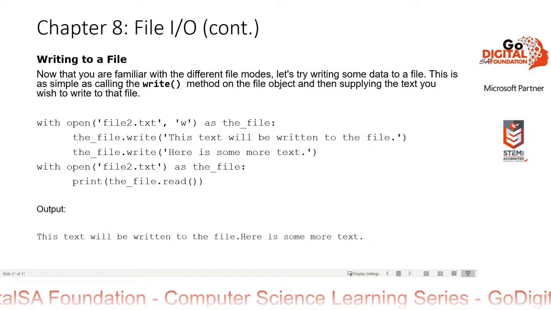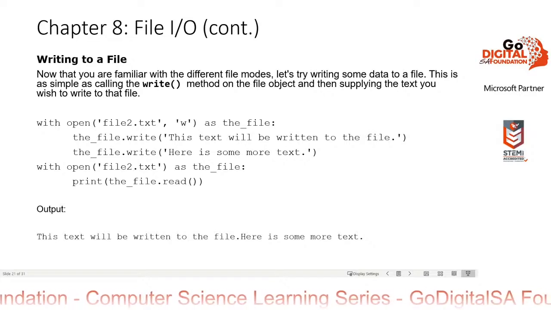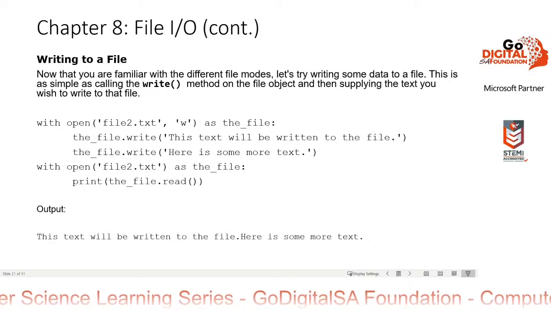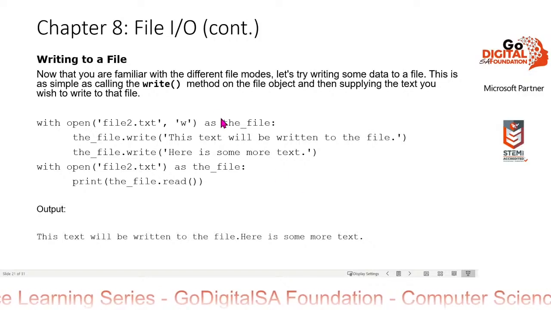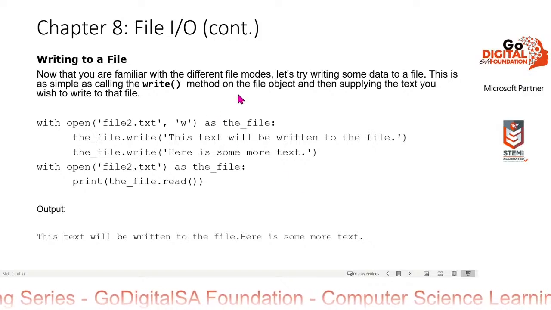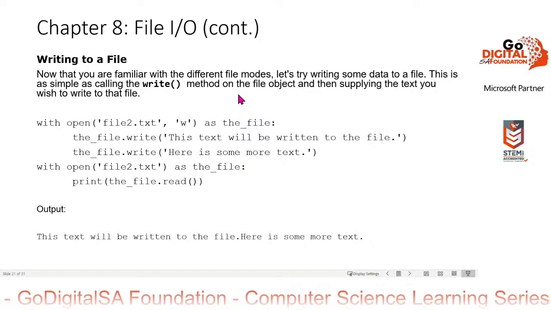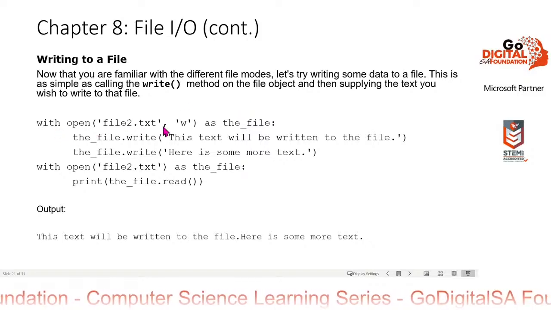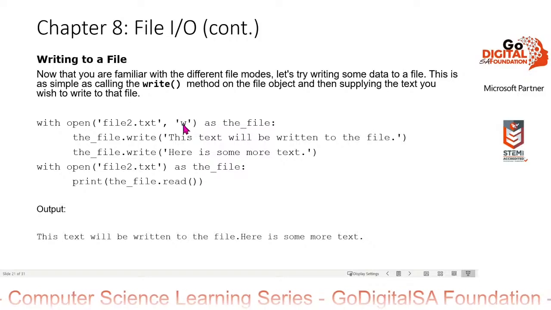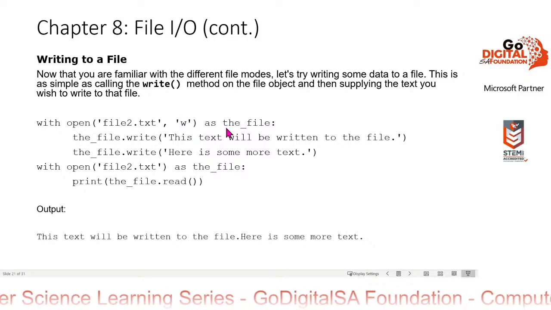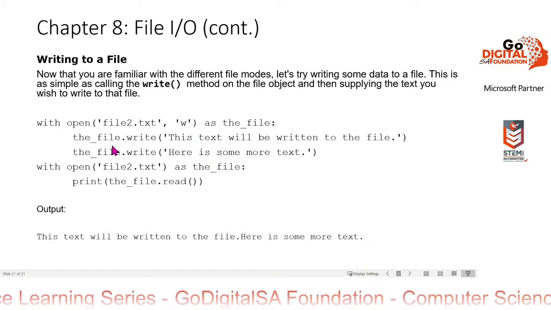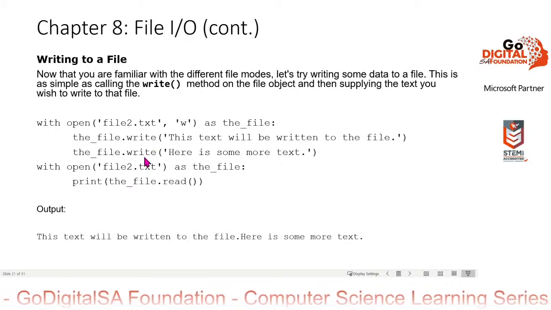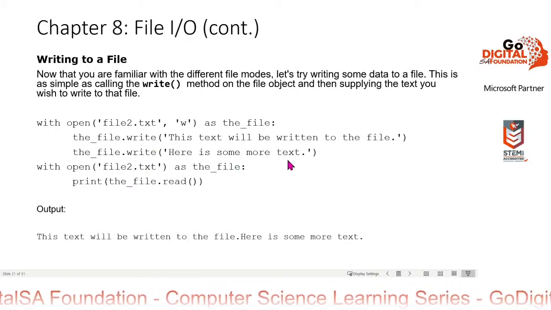Okay, writing to a file. Now that you are familiar with the different file modes, let's try writing some data to a file. This is as simple as calling the write method on the file object and then supplying the text you wish to write to that file. So with open file text, and now we specify the W mode, as the file. The file write, this text will be written to the file, and then the file write, here's some more text.